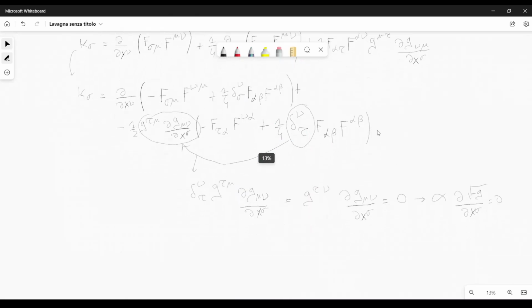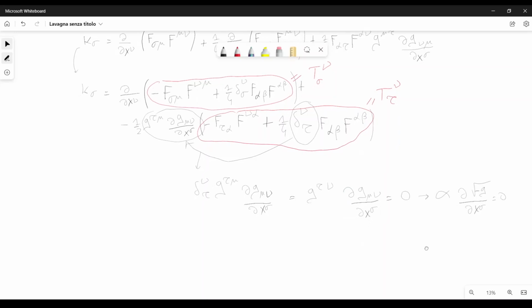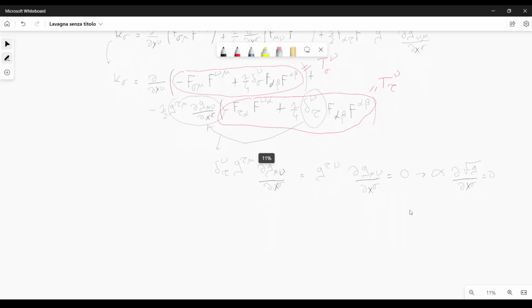Therefore, now I can define a quantity here, which I can call T nu sigma. And of course, we have a similar quantity here, but in this case, this is T nu tau, which is called the energy momentum tensor of the electromagnetic field. And with this definition, we have K sigma written like this. Let me try to write it down more clearly.